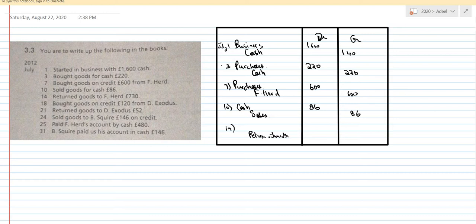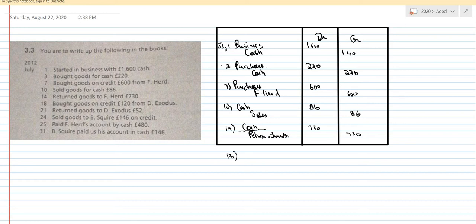And you would debit 730. You don't debit the amount, you write the amounts over here. What will you write over there? What will you write in the debit side? Cash. Yes.